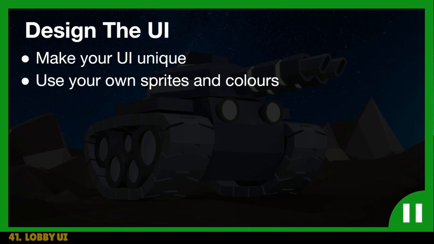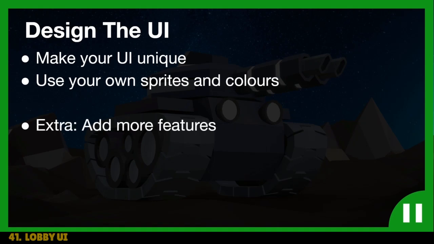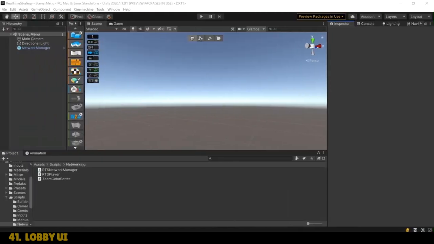Use your own sprites and colors if you want to, and as an extra, if you want to go that far, you could also add more features to the main menu. So you can add a settings, and that could have volume and graphics, or whatever else you want to add. But we're going to be focused on the lobby. So let's head back and get started.